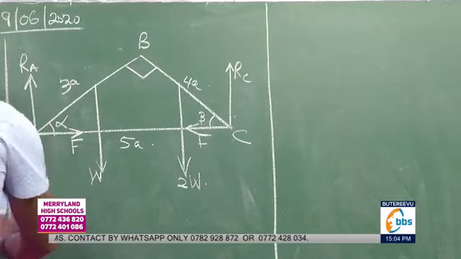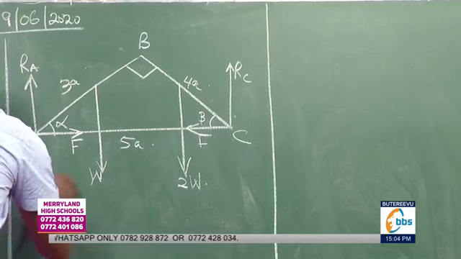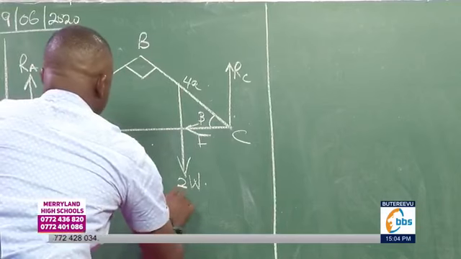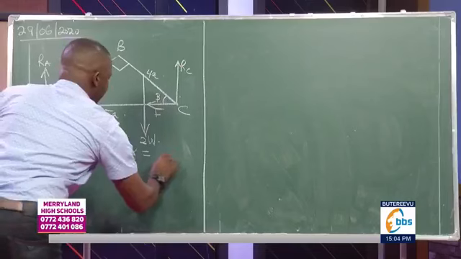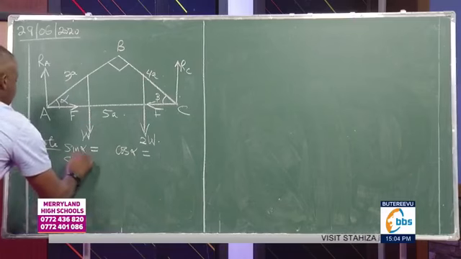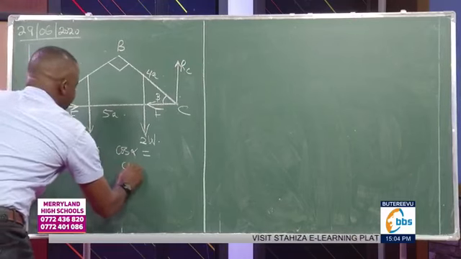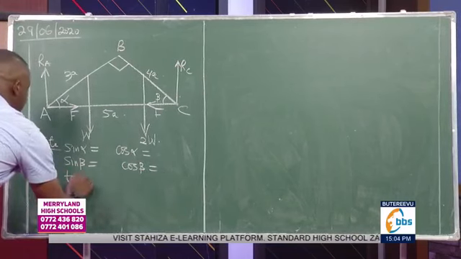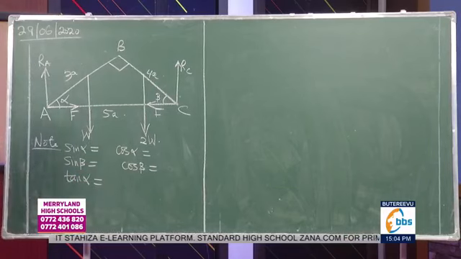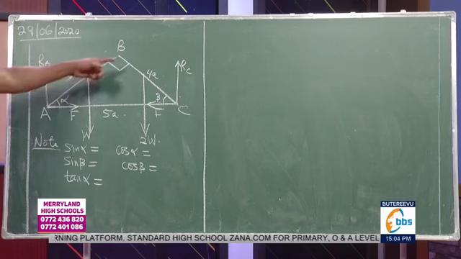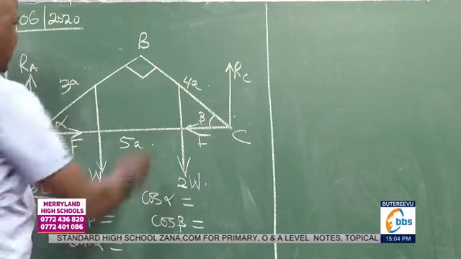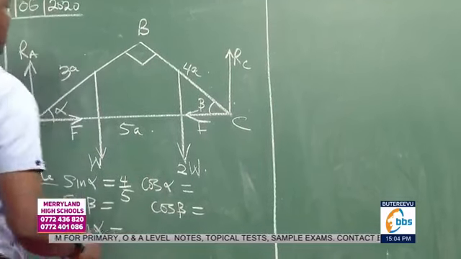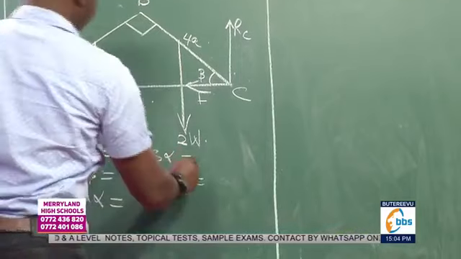Now, I will first find the sine of alpha, the cos of alpha, the sine of beta, the cos of beta, and eventually the tan of alpha, because we need to use them. Since this is a right angle triangle, sine alpha is opposite over hypotenuse, 4a over 5a, so it will be 4 over 5. Cos alpha will be 3 over 5.